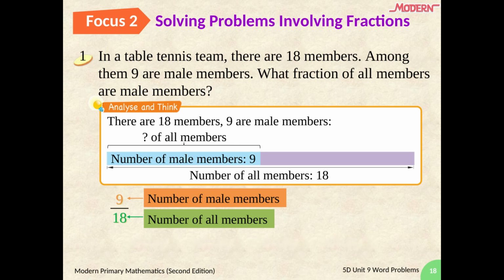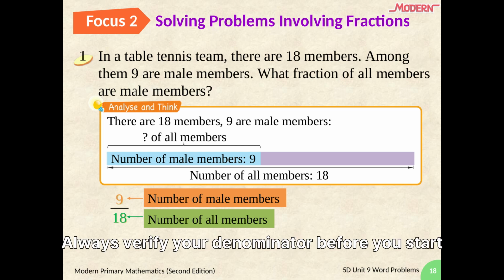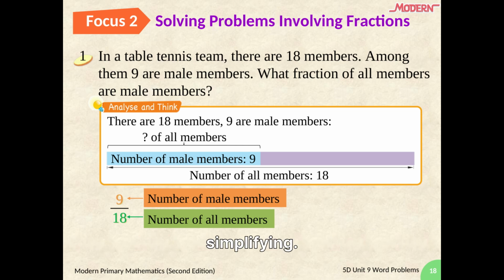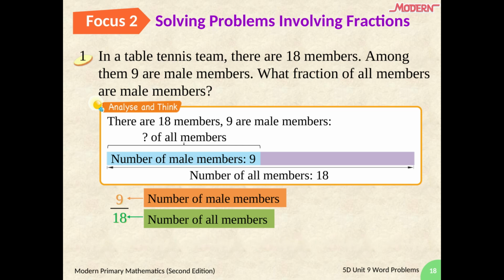Sometimes the whole is hidden. If they only told us there were 9 boys and 9 girls, we would have to add them together first to find the denominator of 18. So, rule 2 is part over whole. Always verify your denominator before you start simplifying. If the denominator is wrong, the entire answer fails.